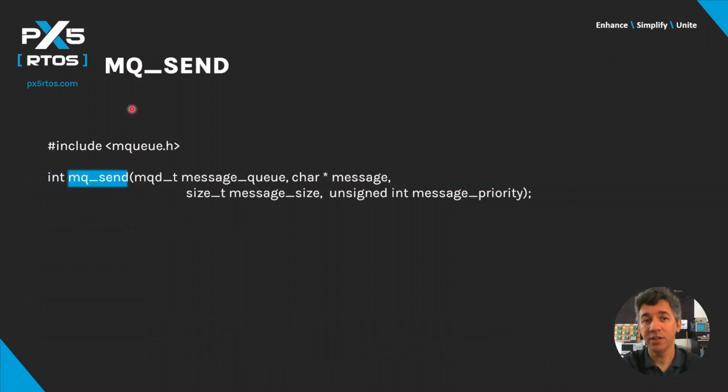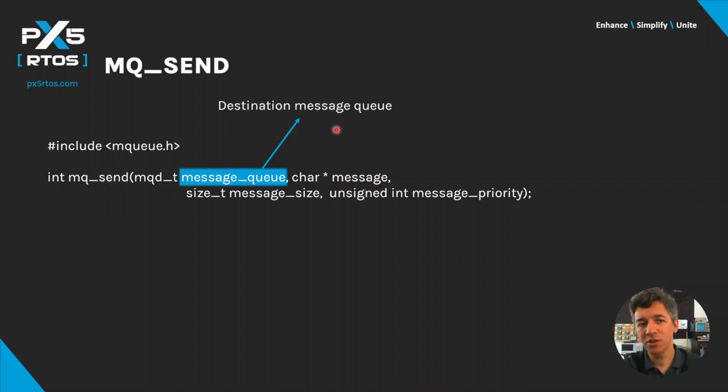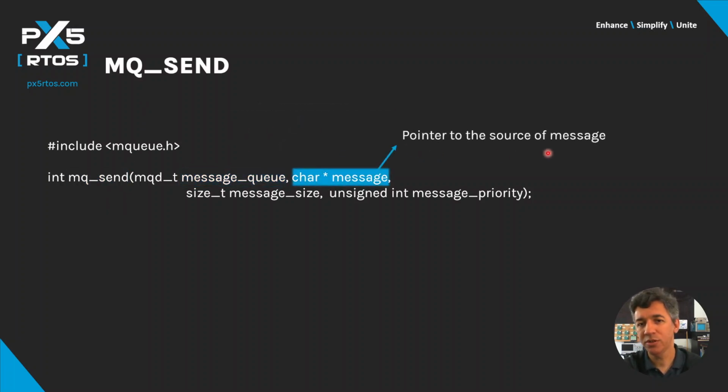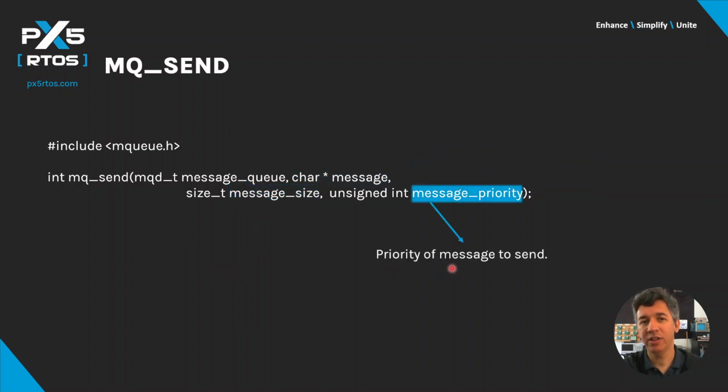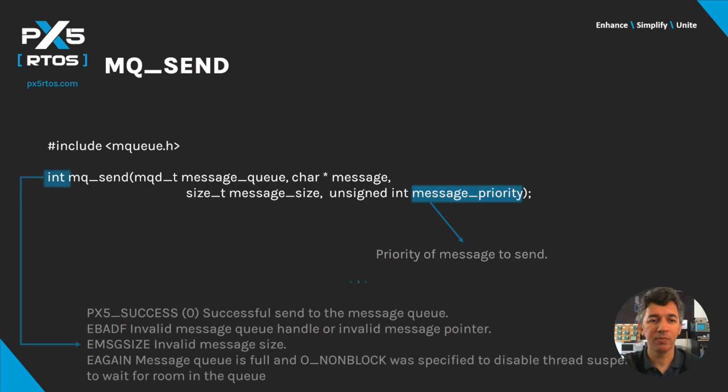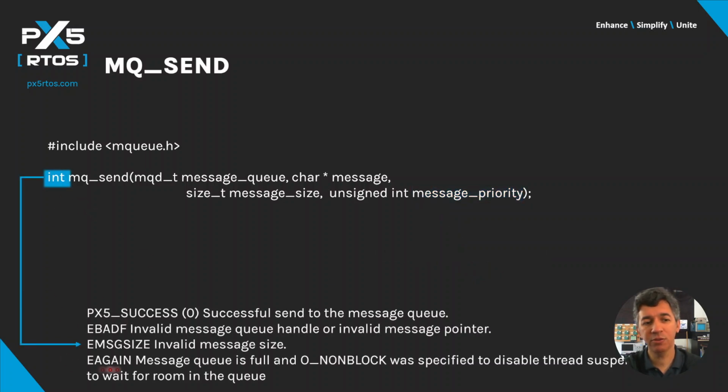Next, once the queue has been created, we can use the MQSend API to send messages to it. We need the destination message queue, then a pointer to the source of the message, the message size, and the priority of the message to send. Finally, we can check the return for any errors.